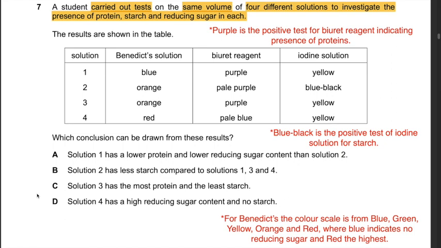If you go to answer D, solution 4 has a high reducing sugar content and no starch. Yes, that is correct, as in solution 4 yellow is the color given under iodine solution, hence no starch, and red is the color given under Benedict's solution. Therefore the highest reducing sugar content is present in solution 4. Hence the answer is D.